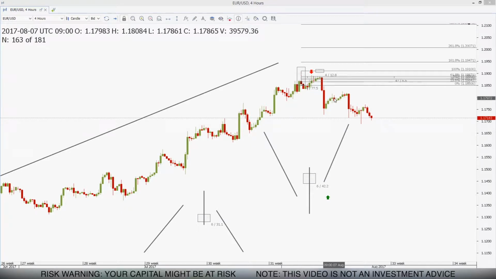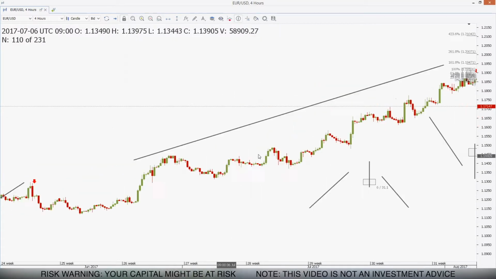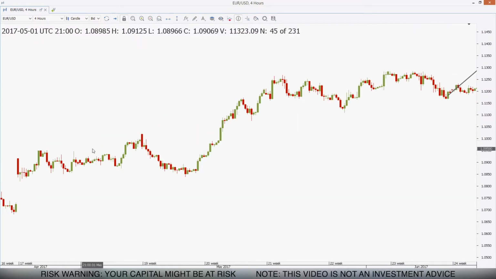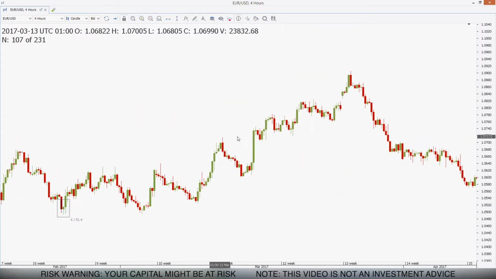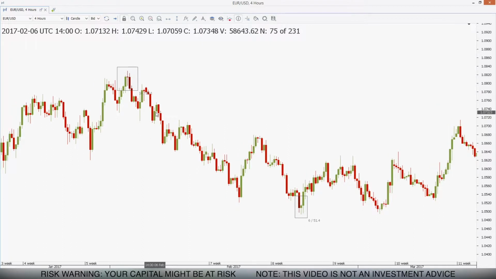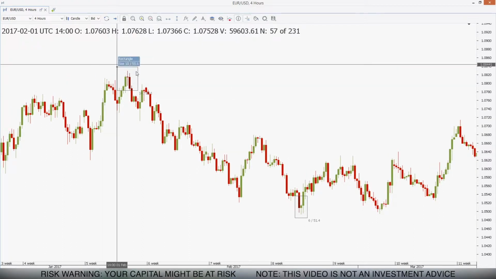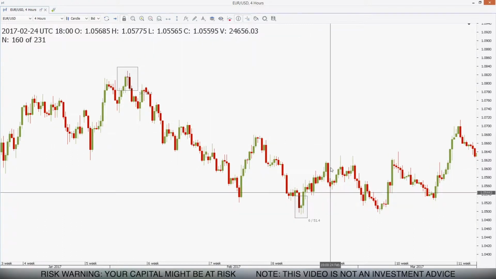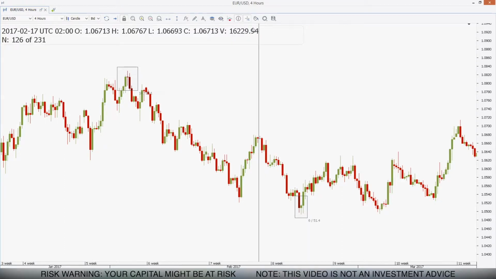Now, this was the case with the hammer and hanging man, but it is time to move on to an even more powerful pattern, still a reversal pattern. This is called a star, and there are two types of stars. Let me use the same euro US dollar example. This one we go backwards, and these are two stars that formed on this currency pair. I would like to explain first what a star is.